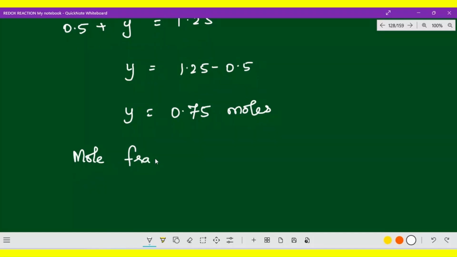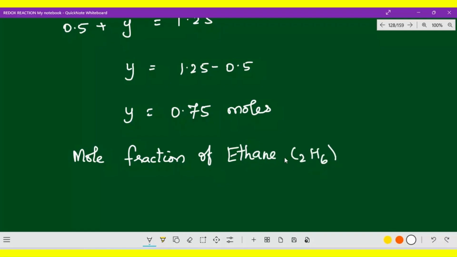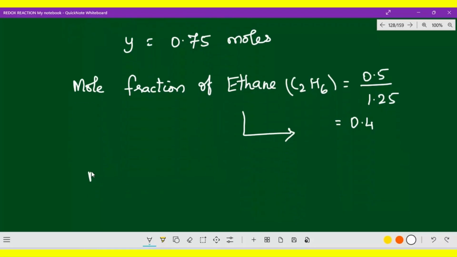Mole fraction of ethane and ethene. Let us identify the mole fraction of ethane, C2H6. So what is the mole? How much did we identify? 0.5. That is x. So 0.5 divided by 1.25. So you will get how much? 0.4 of ethane. Then the remaining is ethene; mole fraction of ethene is just 1 minus 0.4.